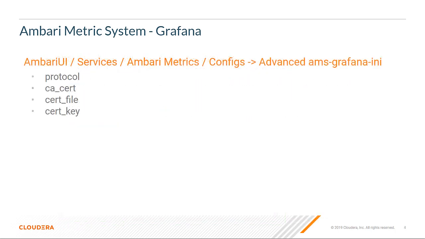In enterprises where security is required, you will need to limit the Grafana access to only HTTPS connections. To enable HTTPS for Grafana, we will need to update the following properties. Protocol, by default, is HTTP. For this video, we need to change this to HTTPS. CA_cert will be the path to the CA root certificate or bundle to be used to validate the Grafana certificate against.